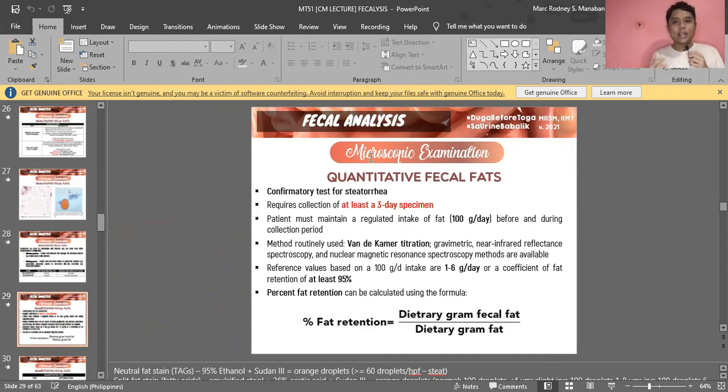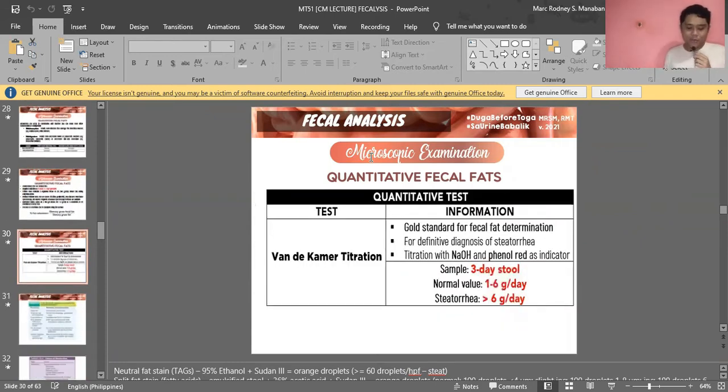Okay? So, if there is a lot inside, meaning there's no steatorrhea. But if you decrease the percent fat retention, meaning you are excreting a lot of fats. Okay? So, that's steatorrhea. Okay? Alright. Now, of course, that's your Van de Kamer.